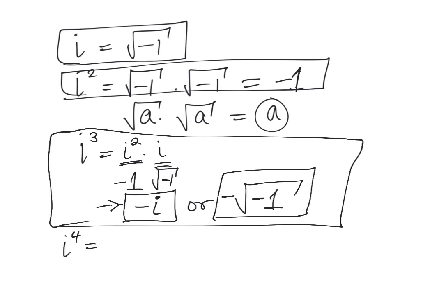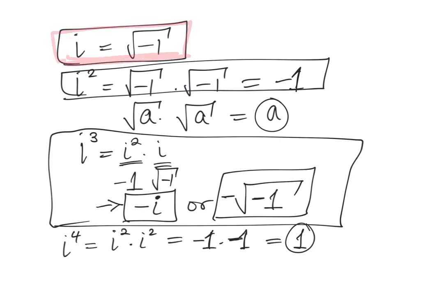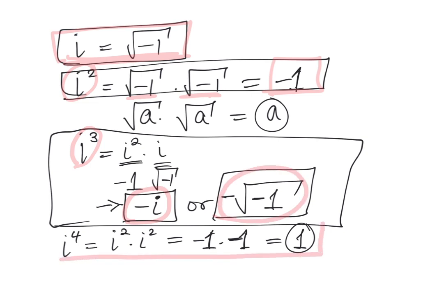i to the 4th is equal to i squared times i squared, right? That's another way of writing it. So i squared times i squared, which would simply be -1 times -1, which is 1, positive, because a negative times a negative is a positive. So think about it this way. i is, over here, the square root of -1. i squared is the square root of -1 times the square root of -1, which is -1 without the square root anymore. i cubed is -i, or negative square root of -1, and i to the 4th is actually +1.